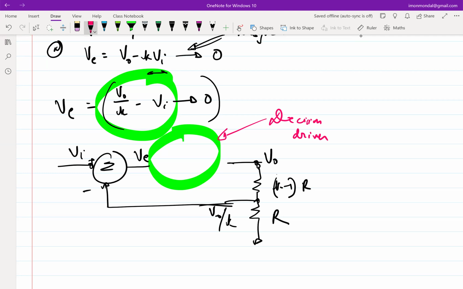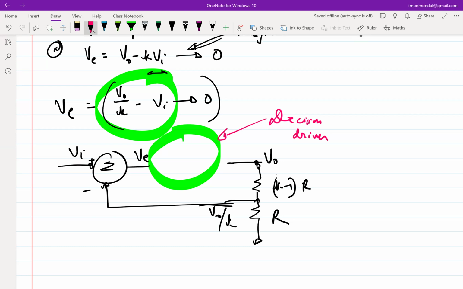If VE is, for example, more than 0, what should we do? I'm still not asking what should be in the box. What I'm asking is intuitively, let's say Vi is not changing, Vi is not in our control, Vi is coming from somewhere. If VE is greater than 0, then what should happen to V naught?